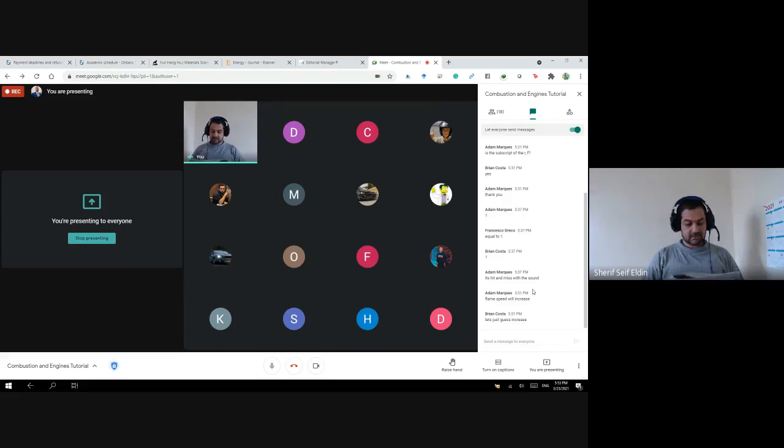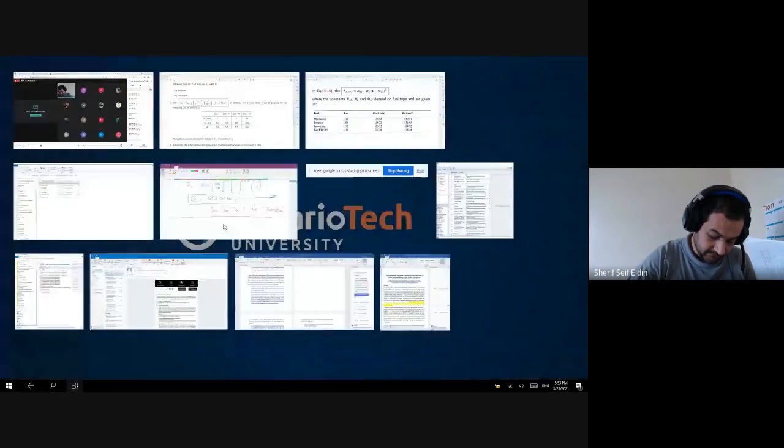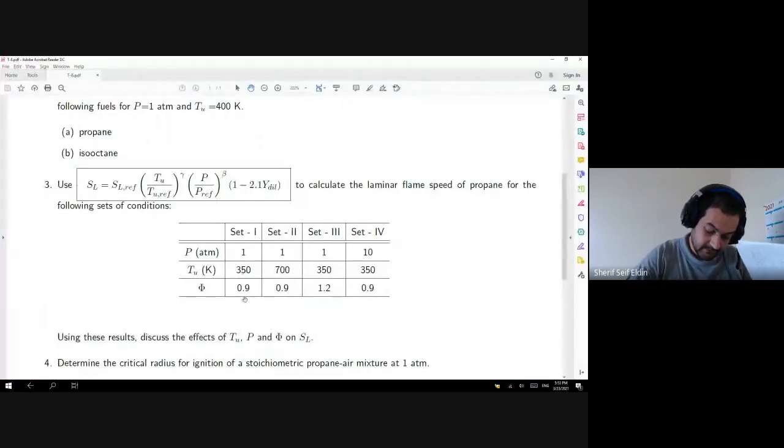So from this set, you're going to find the effect of different things. From the third problem here, you're going to find the effect of changing the pressure and changing the temperature. For the first one, he kept the pressure constant for 3 sets and changed it for one. For the second set, he kept the temperature constant for 3 sets and changed it for the second set. And for the third one, he kept the equivalence ratio constant and changed it for the third one, right?